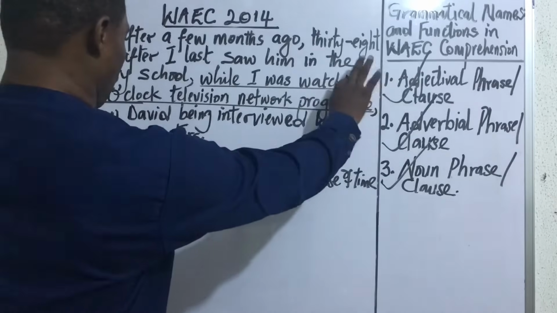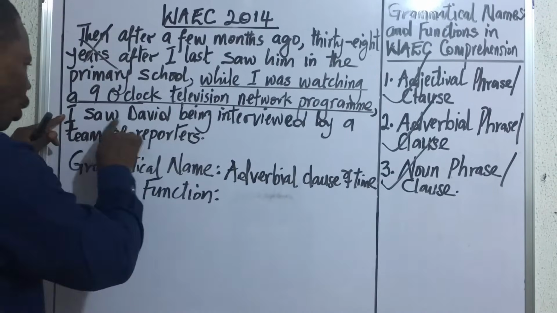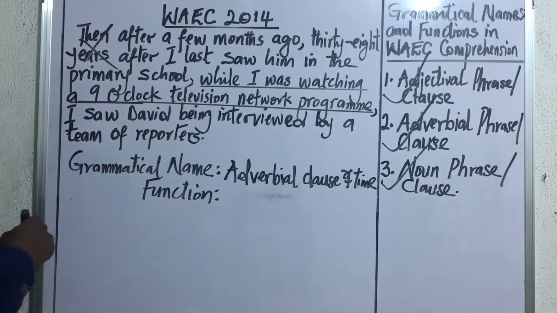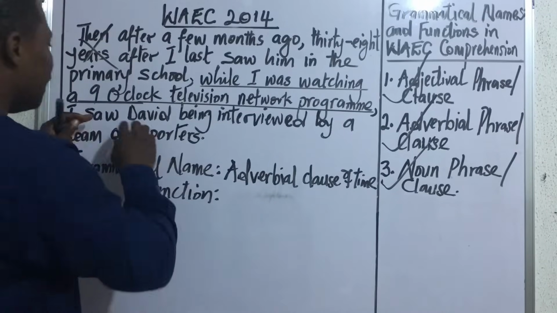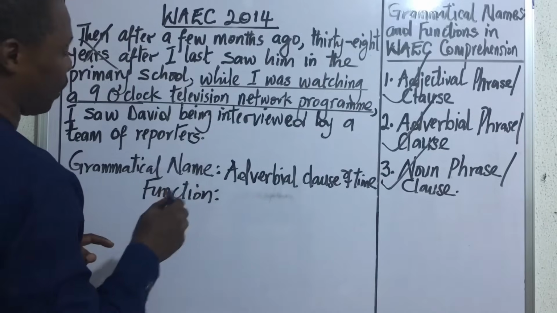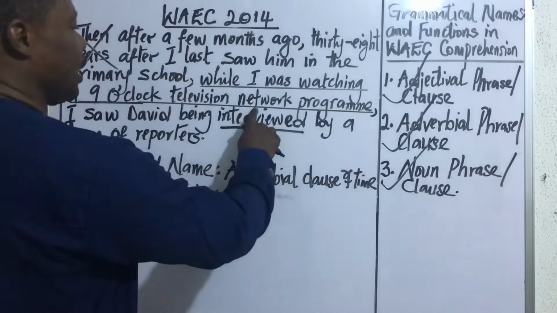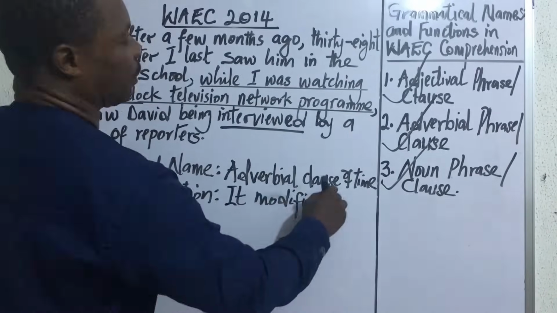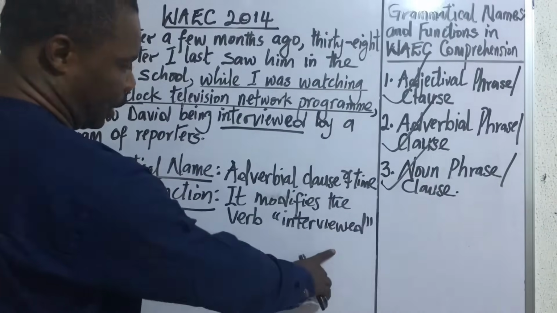"While I was watching" is what we are considering. Then the other part of the sentence is "I saw David." So this is the main clause because it begins with what? I. Finally, you will ask yourself, where is the main verb in this main clause? The lexical verb, which is the main verb in this main clause, is "interviewed". So we say it modifies the verb "interviewed".